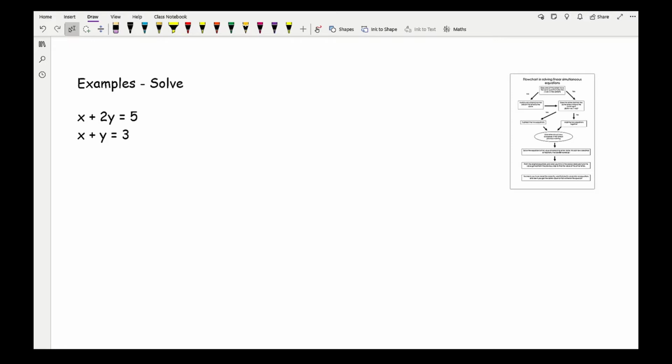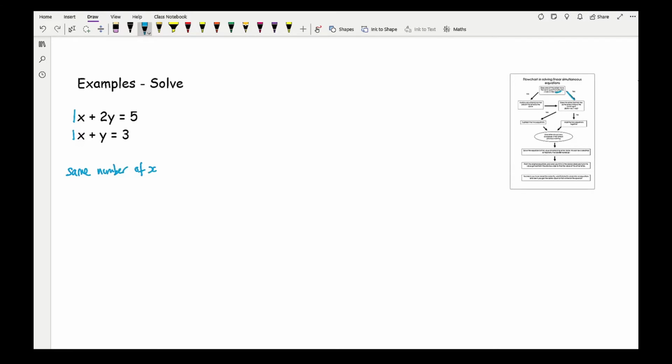In this particular question, I've got two equations. In the top equation, I've got 1x and 2y's, and in the second equation, I've got 1x and 1y. Don't worry too much about the numbers. For this, I've got the same number of x's, so that's the first box checked. So I'm going, yes, I have.